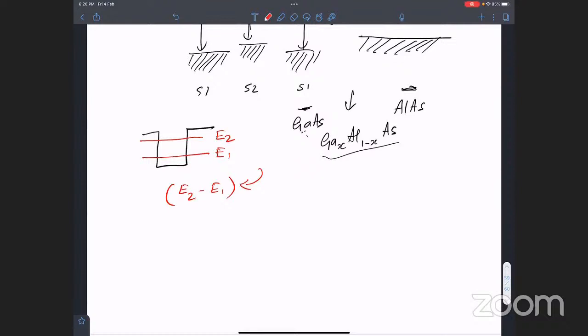So by design, I can design any value of E1 and E2 that you want. Remember, any photon, electron will be here. If it absorbs a photon, it will go up here, right? So if I design E1 and E2 correctly, then I can design it to absorb any particular photon frequency. So I have designed a precise absorber. I've designed a photodetector at a very specific wavelength.